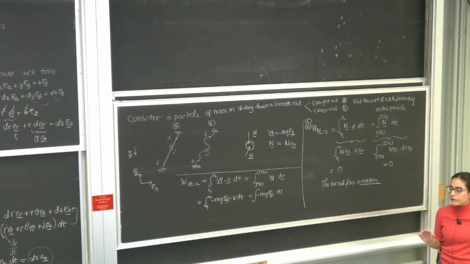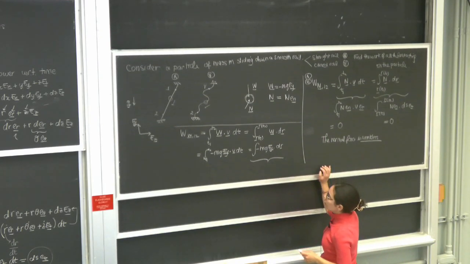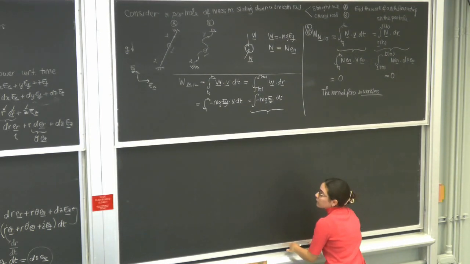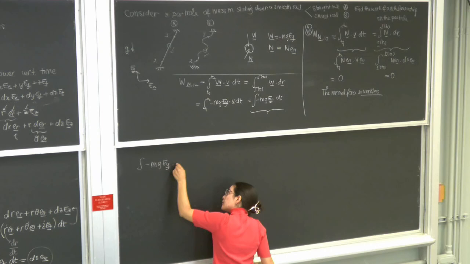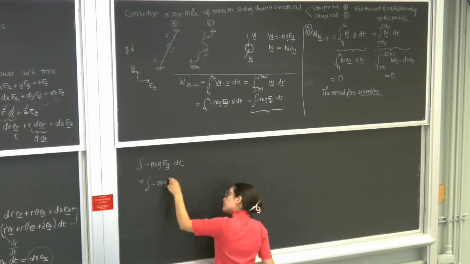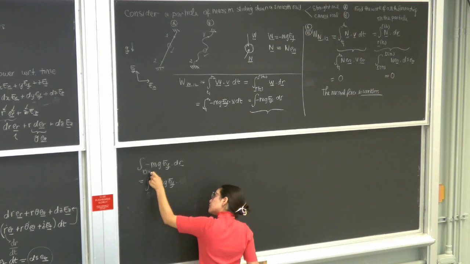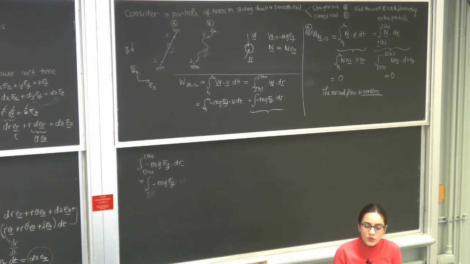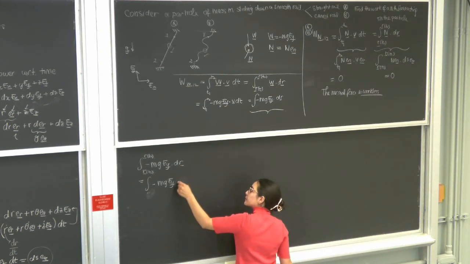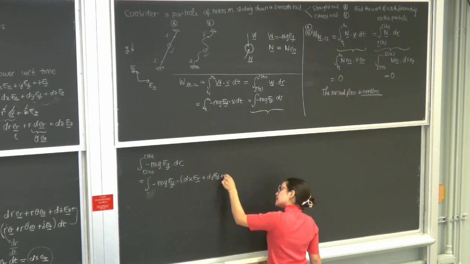So technically, evaluating either one of these integrals, I should get the same answer, right? Let me work on this one. The integral of minus mg ey dot dr. How should I express dr? Which basis should I choose? Cartesians, probably. The weight is already expressed in Cartesians. So that's going to be equal to dx ex plus dy ey plus dz ez.